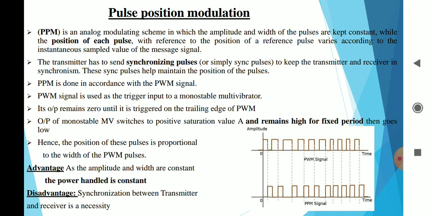So what is the advantage? We have already seen PWM, so why go to this PPM signal? The main advantage is that the amplitude and the width of this PPM signal are constant, so with the help of this constant amplitude, the effect of noise can be reduced. By reducing the width of this PPM signal, we can handle the power. Power can be saved.